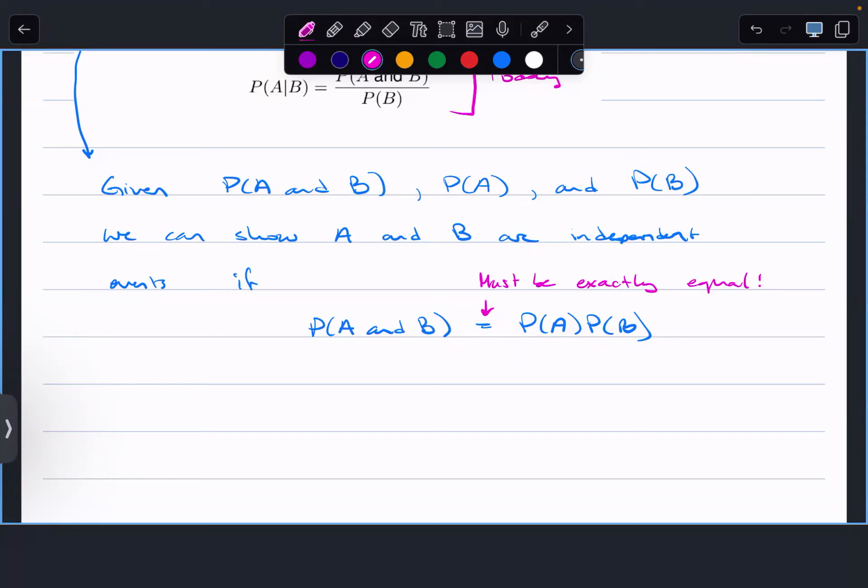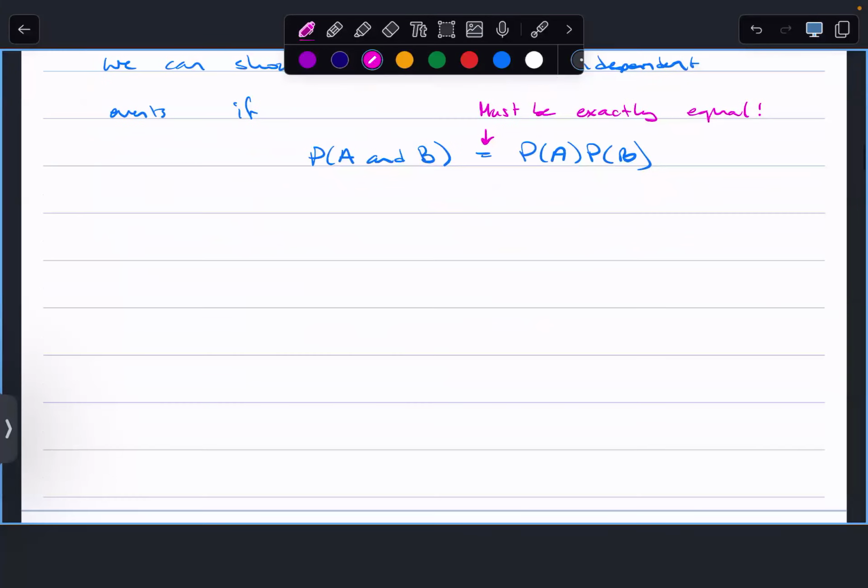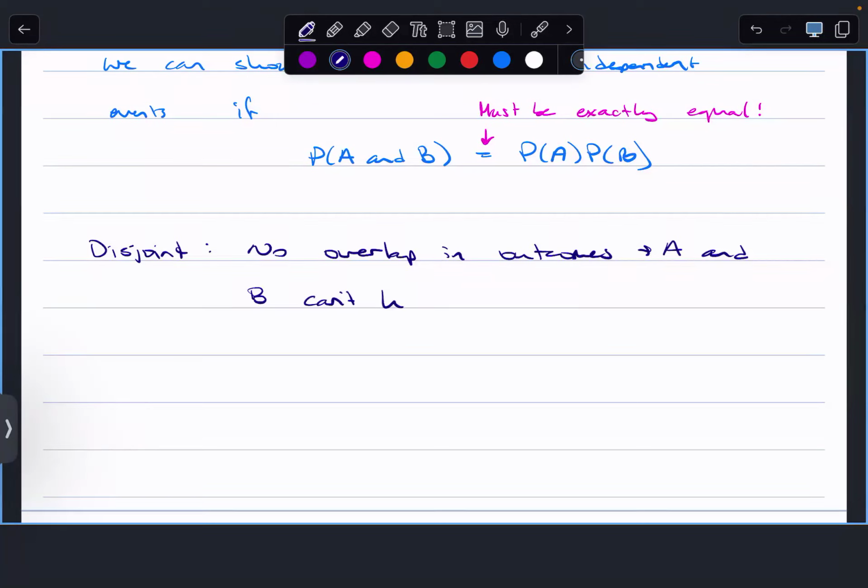What does it mean to be independent? We just talked about disjoint. Disjoint means that there's no overlap, no outcomes in common, right? Whereas independence has to do with, I'll write this down because it can be confusing. Disjoint has to do with the outcomes, right? And so no overlap. Outcomes, right? A and B can't happen at the same time.